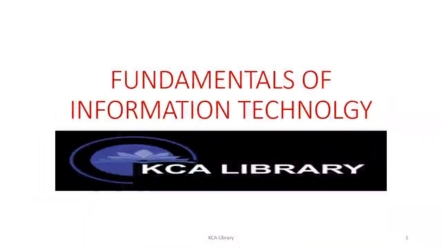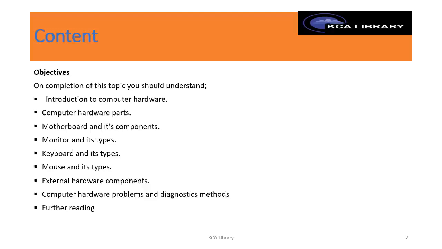Today we are going to look at hardware, computer hardware. After this topic, you'll be able to understand what computer hardware is, computer hardware parts, the motherboard and its components, monitor and its types, keyboard and its types, mouse and its types, external hardware components, computer hardware problems and diagnostic methods. They have also attached references for further reading. Also, this topic has detailed notes.